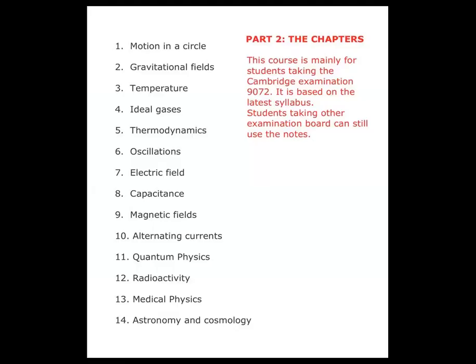In part 2, we discuss the chapters in this A-level physics. The advanced level physics in paper 9072 consists of 14 chapters as shown here. This course is mainly for students taking the Cambridge examination 9072. It is based on the latest syllabus. Students taking other examination boards can still use the notes. These are the 14 chapters.